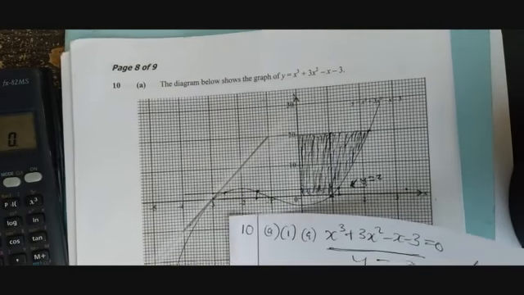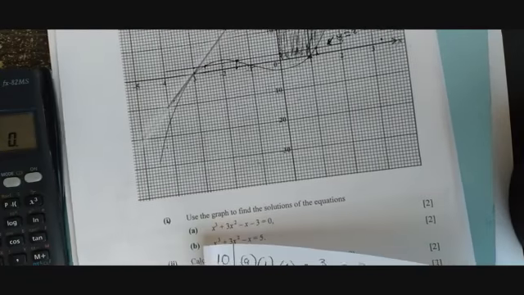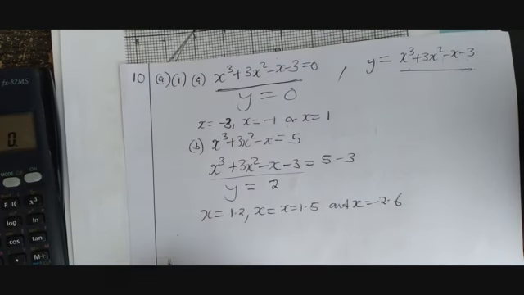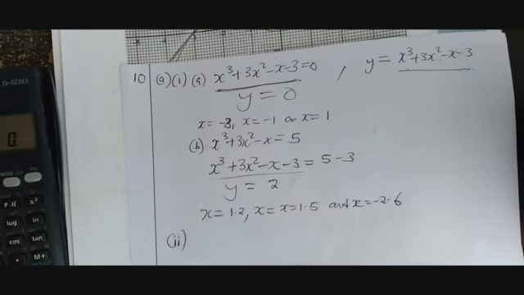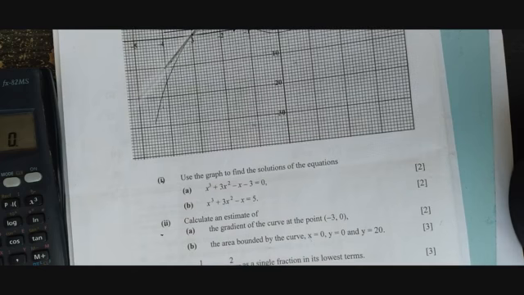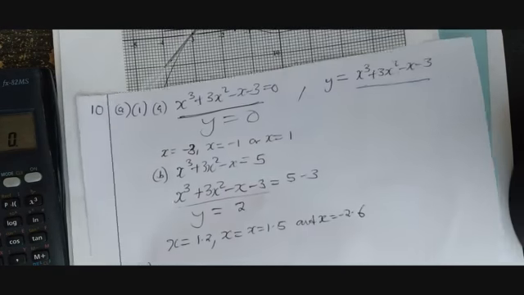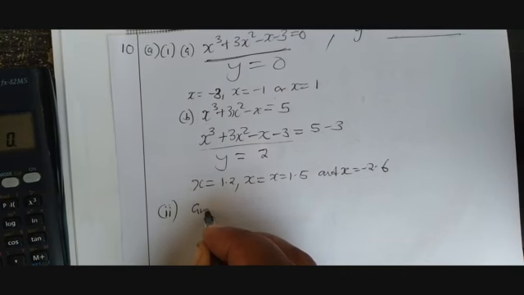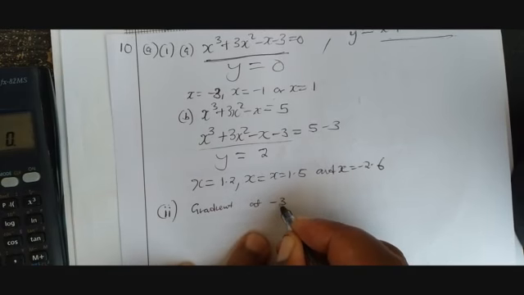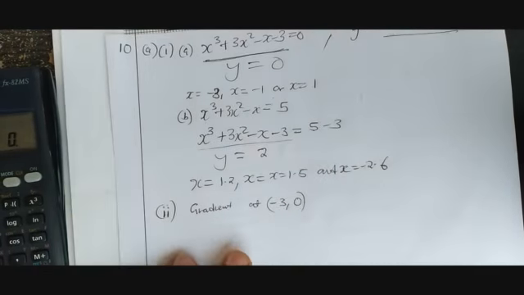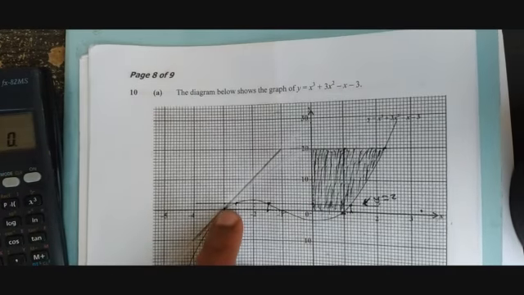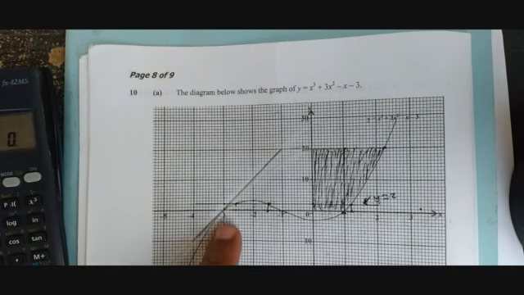Okay? Then we go to the next part, which is the Roman numeral 2. Calculate an estimate of the gradient of the curve at the point negative 3, 2. So we want the gradient. All right? At what point? Negative 3, 0, sorry. I think that is a 0. Okay, so there are a lot of methods. You can draw the tangent like here. This person drew the tangent, all right? At negative 3, 0 here.